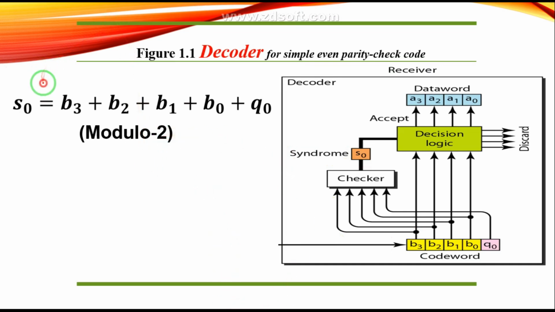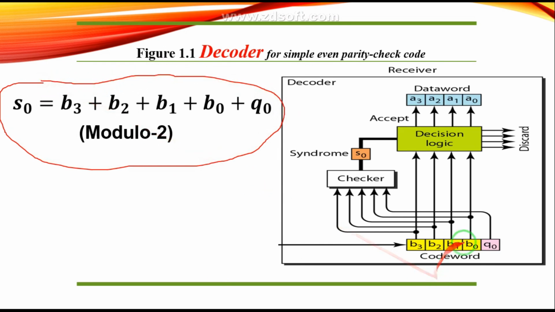Now, this is the modulo 2 addition of the received code word. Over here, R0 is replaced by Q0, A0 is replaced by B0, A1 by B1, A2 by B2, and A3 replaced by B3 at the receiver side. Then this syndrome is passed to the decision logic analyzer over here.